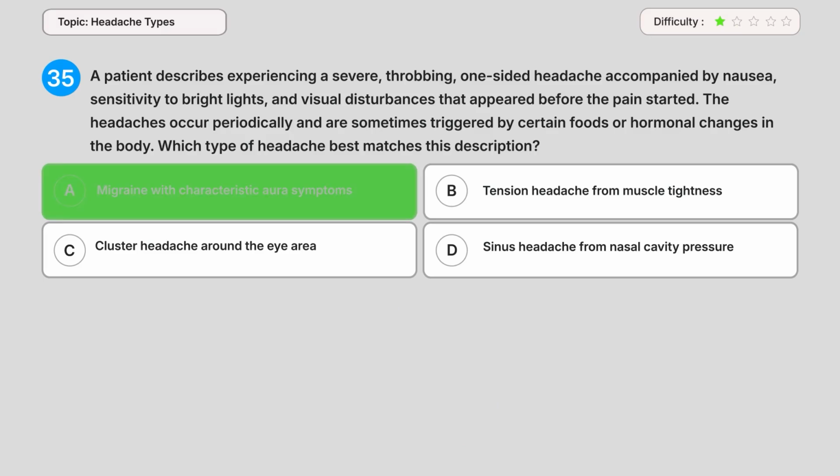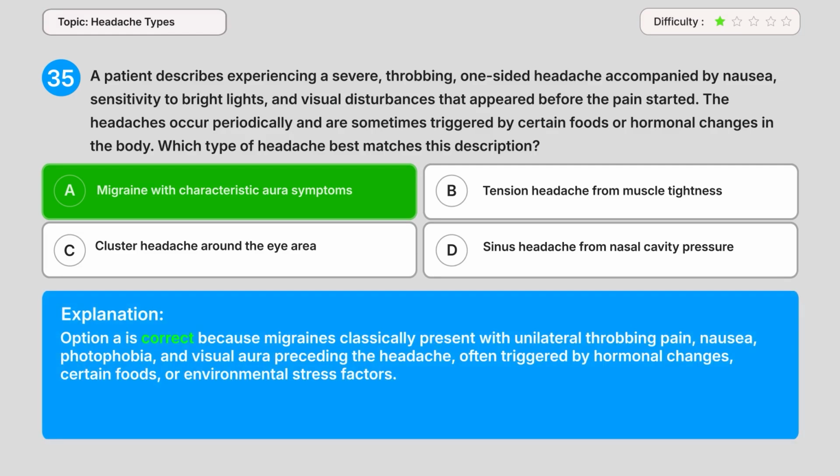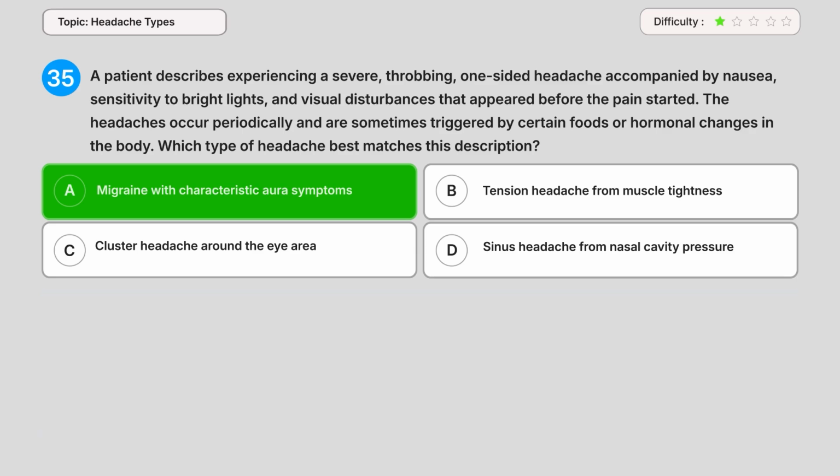Correct answer, A. Migraine with characteristic aura symptoms. Explanation. Option A is correct because migraines classically present with unilateral throbbing pain, nausea, photophobia, and visual aura preceding the headache, often triggered by hormonal changes, certain foods, or environmental stress factors.